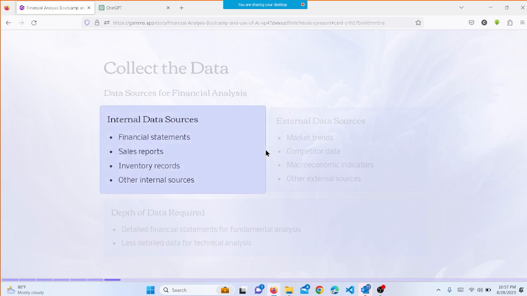It could be internal data, where we are talking about the financial statements, sales reports, inventory records, segment analysis, expenses, and purchase reports, manpower reports, salary reports. There are tons of reports which a company is generating to understand departmental performance. Now, are all of these reports required for every kind of analysis?